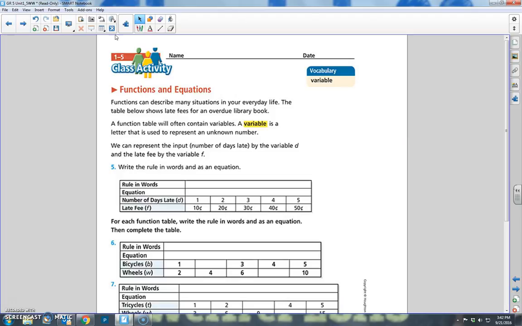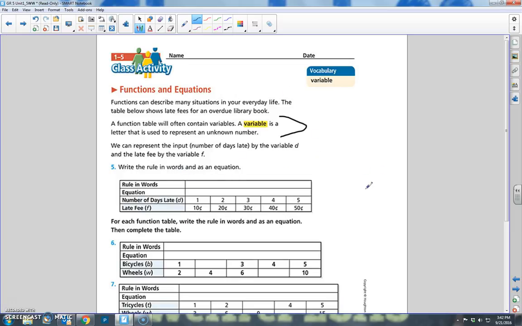Ready? We are going to talk about a variable. A variable is a letter that is used to represent an unknown number. So we don't know what it is. So we can say that any letter can be used as a number. And this is algebra. So this is pretty good stuff.